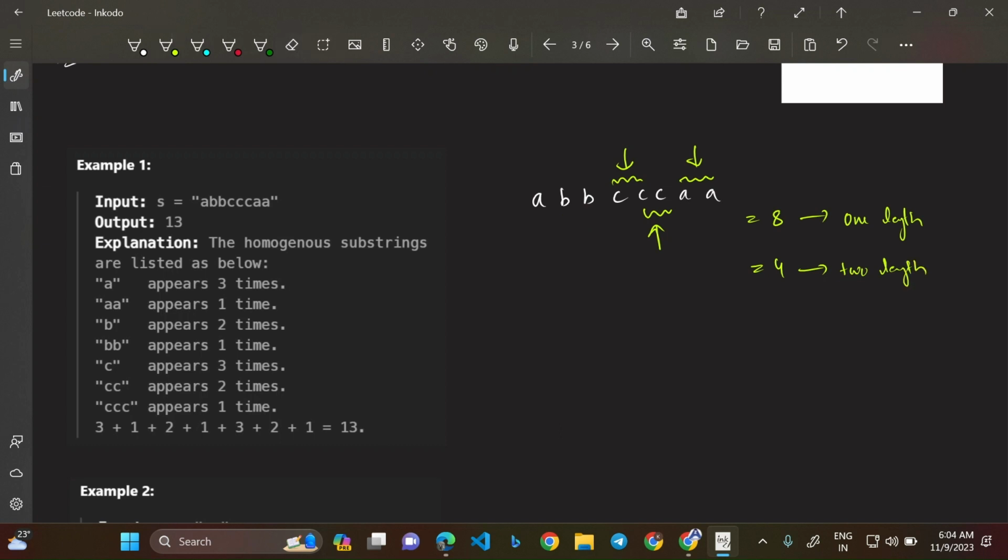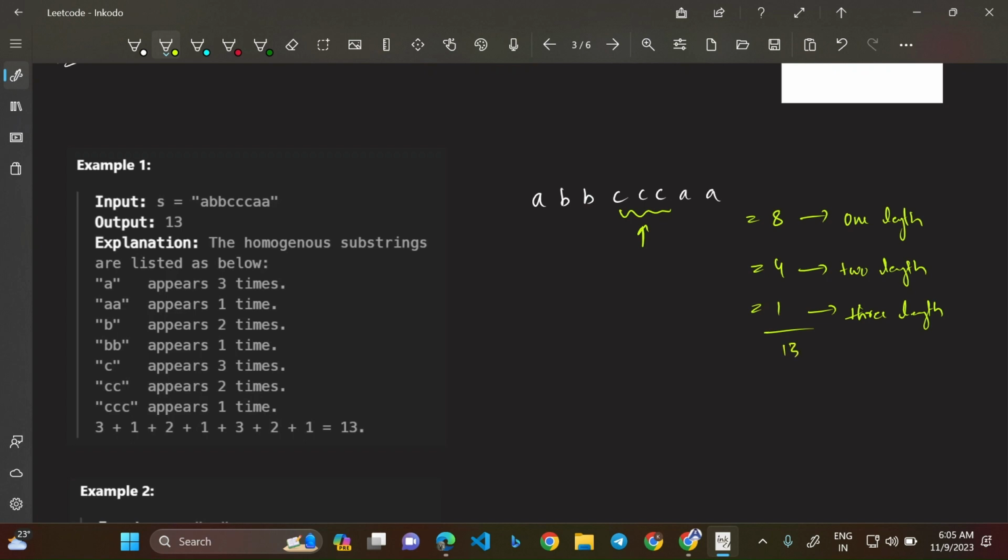Now we are done with length 1 and length 2. Now length 3. What is this? Only this is there, right? All the characters in this particular substring are the same, and this is of length 3. Is there any other 3-length substring that's possible? No. So there is only one 3-length substring. So in total, how many substrings are there?